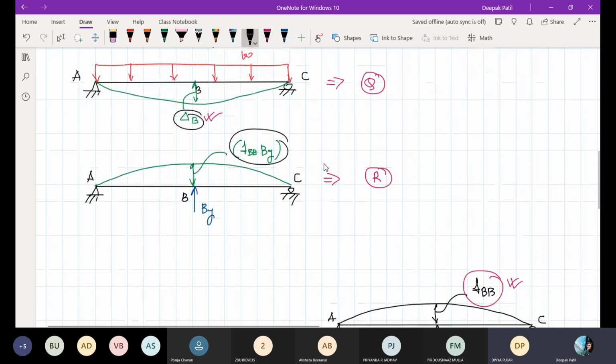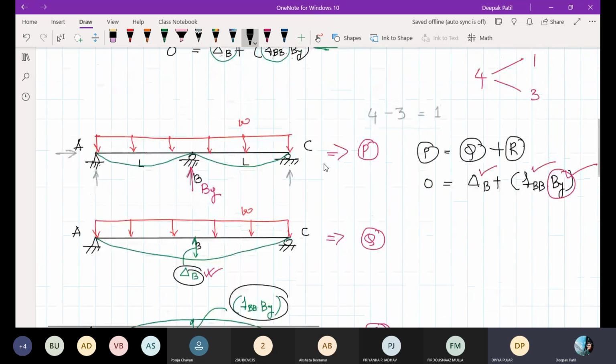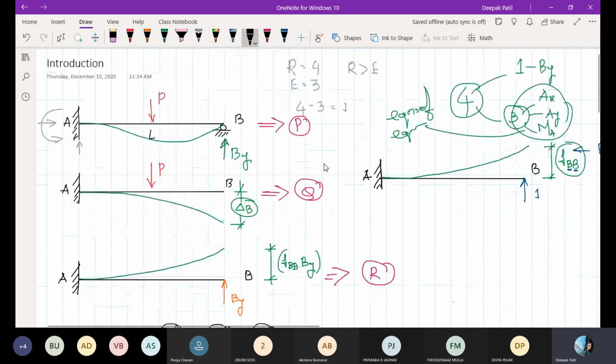So here also you removed the roller support at the middle. Okay, I forgot what to answer your question.